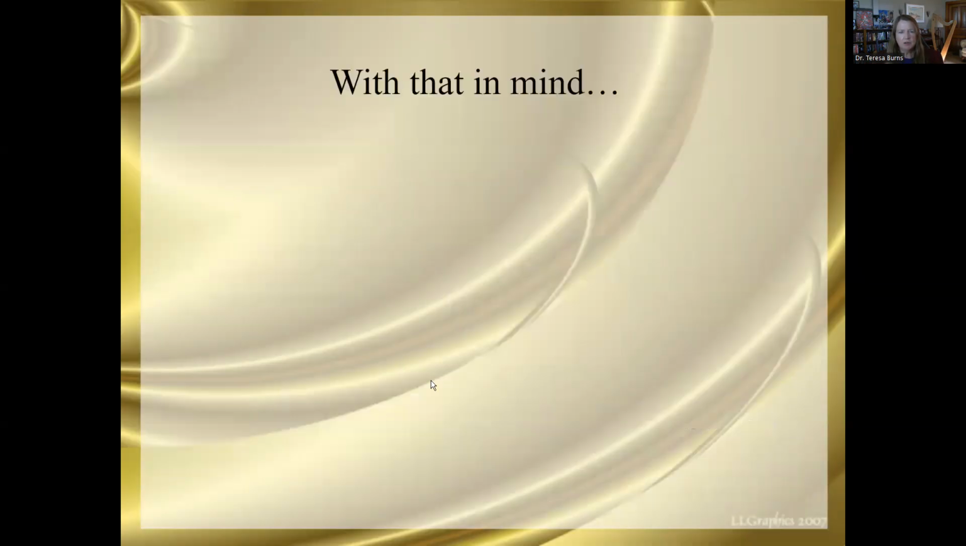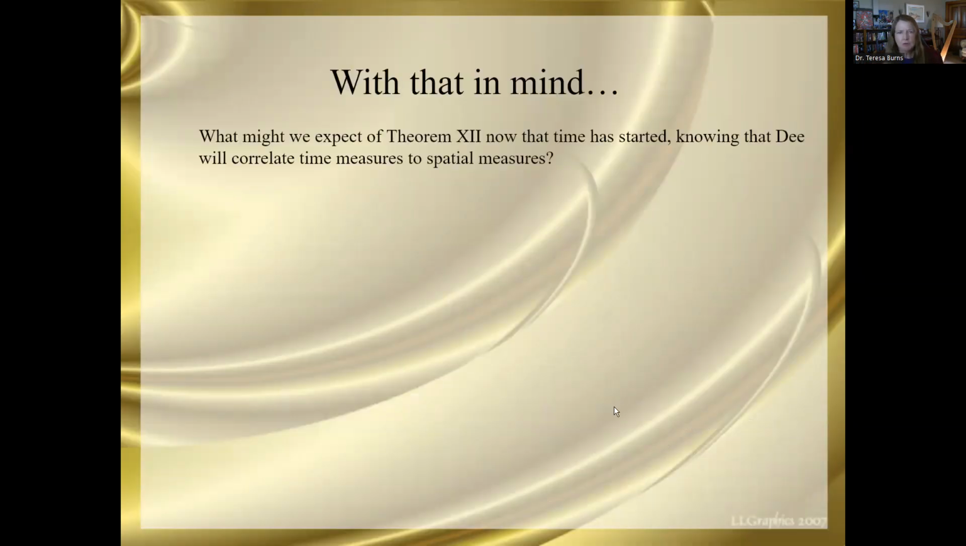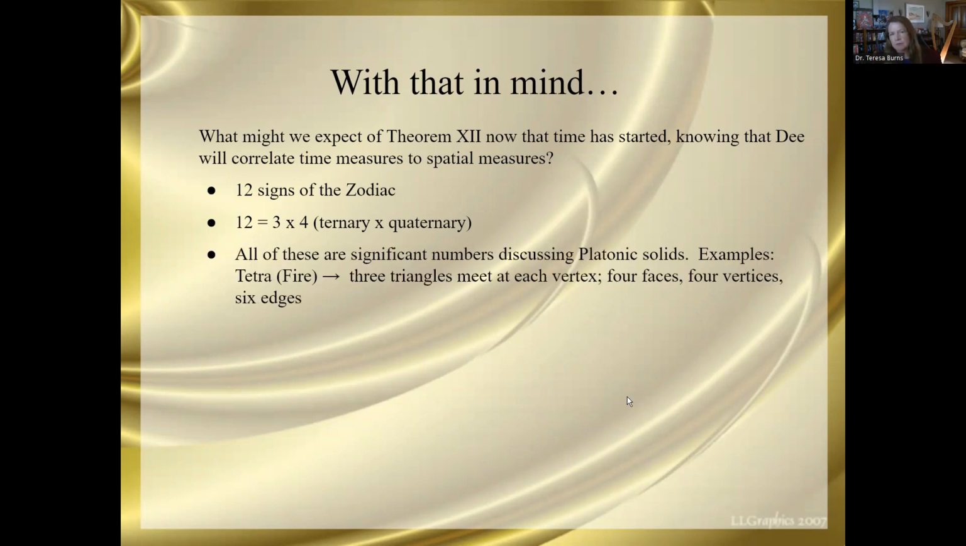All right, with all that in mind, in Theorem 12, we're expecting things about time, and he's equating time measures to spatial measures. The easiest of those, of course, a circle of 360 degrees, but in the fallen world, it's going to be a bit off, so 365 days in a year. 12 signs of the zodiac. Remember how he has stressed the ternary and quaternary repeatedly through the first 10 theorems. So 3 times 4, 12. Also, if you remember, with 6, you have a cube that you unfold and get 6 squares, and you get your hidden octad there. And so 6 times 2 is 12.